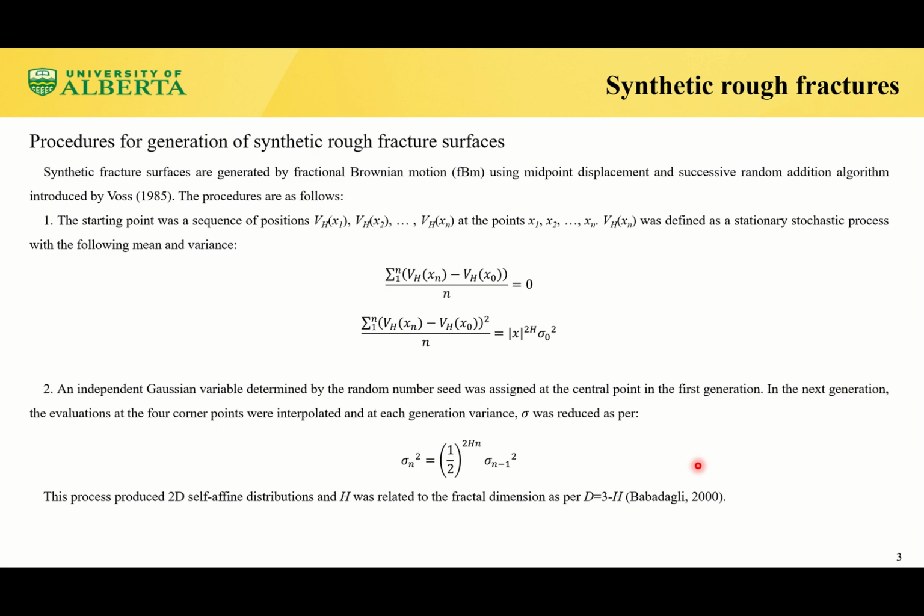Next, we present the procedures for generation of synthetic rough fracture surfaces. The fractional Brownian motion (FBM) method is used to generate a rough fracture. There are two main parameters: the fractal dimension D and the random number seed. The fractal dimension controls the roughness feature. The surface will have a larger roughness with a larger fractal dimension. The random number seed controls the distribution of roughness.